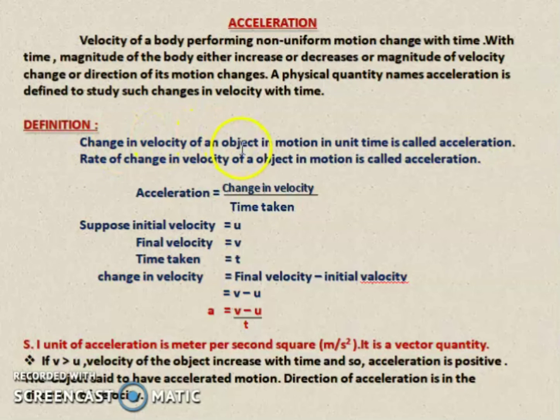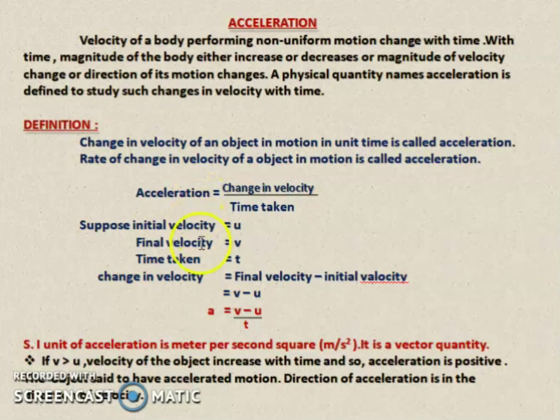Definition: change in velocity of an object in motion in unit time is called acceleration. Another definition: the rate of change in velocity of an object in motion is called acceleration. So acceleration is equal to change in velocity upon time taken. Suppose the initial velocity is u, final velocity is v, and time taken is t. Change in velocity is equal to final velocity minus initial velocity.